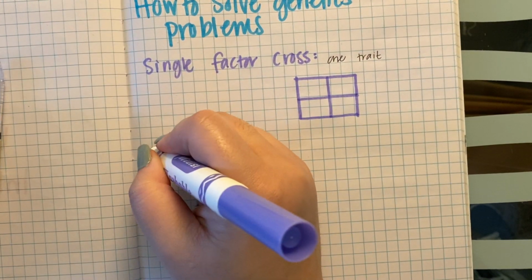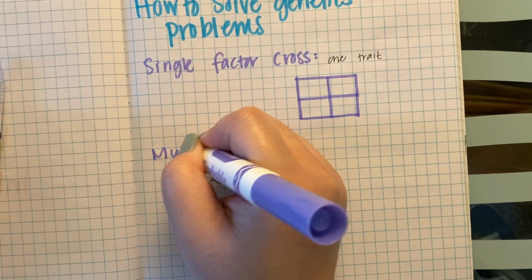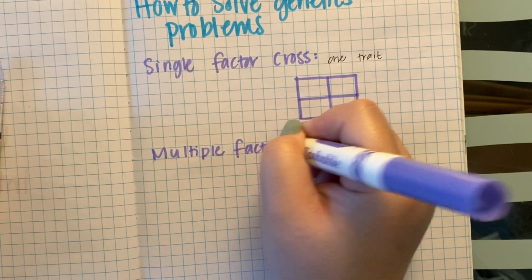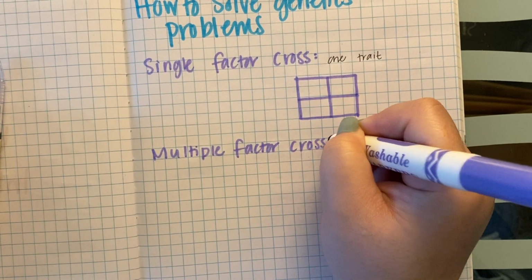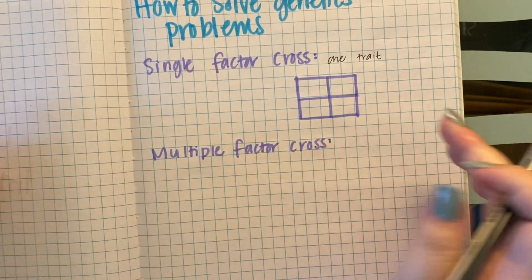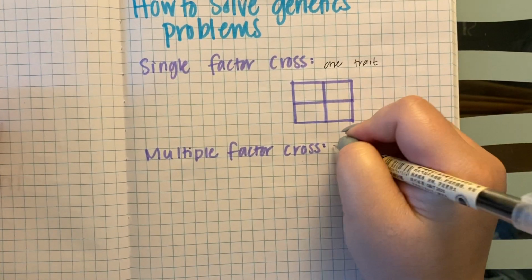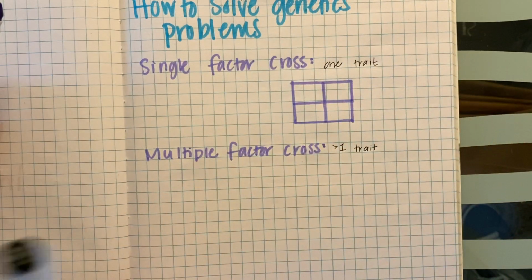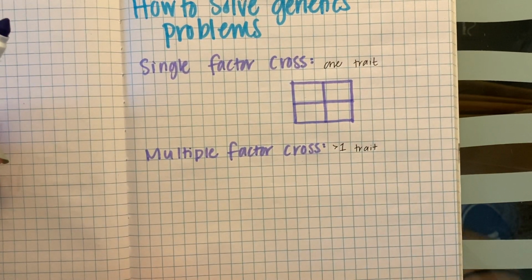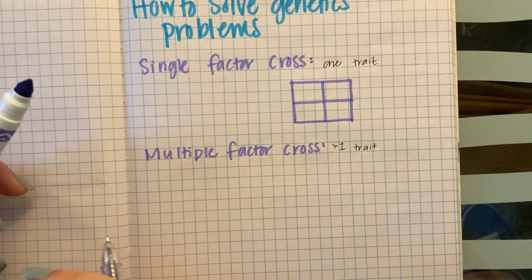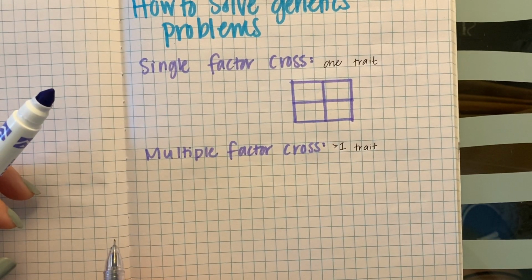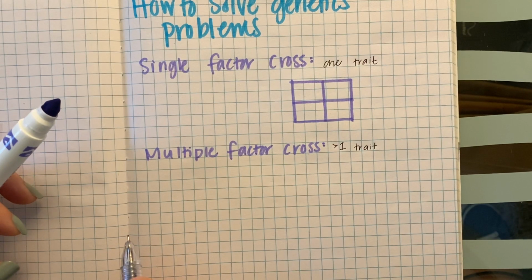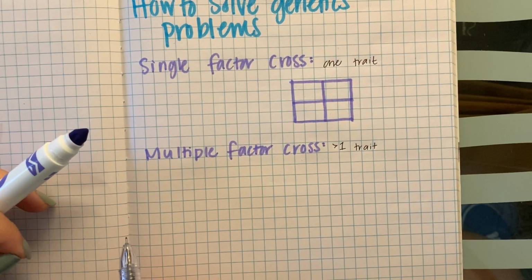If you're doing a multiple factor cross, so literally anything more than 1, that means that we're looking at a combination of traits. So we're looking at more than 1 trait. So maybe you want to see, like, what are the chances I have a child who has a widow's peak and who has hair on their knuckles and who has attached earlobes.